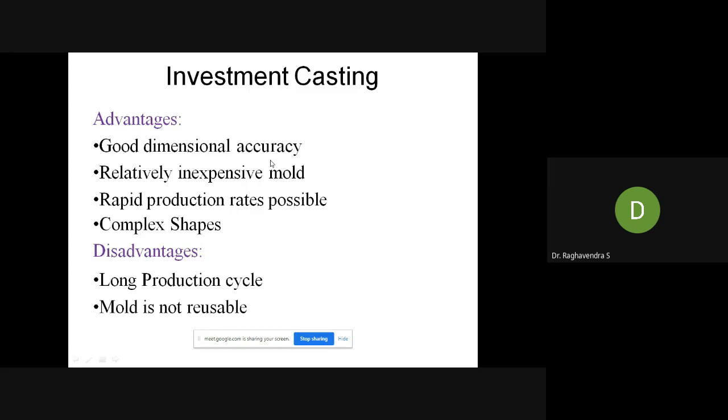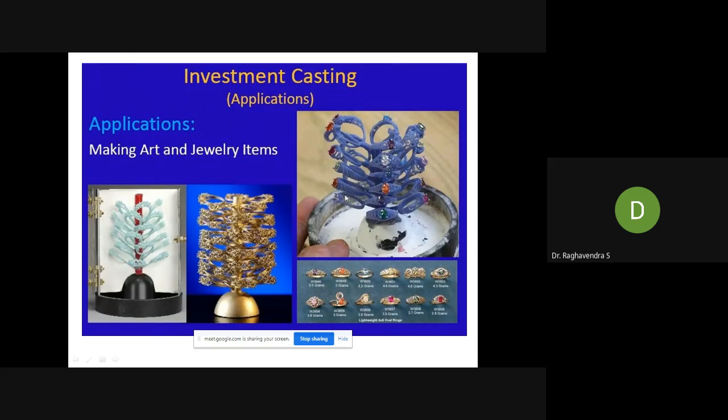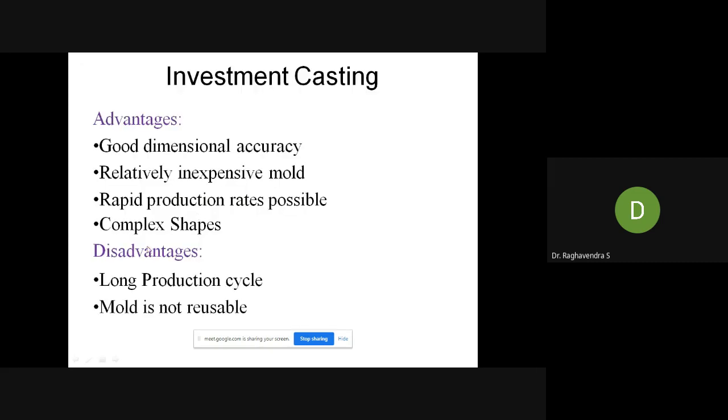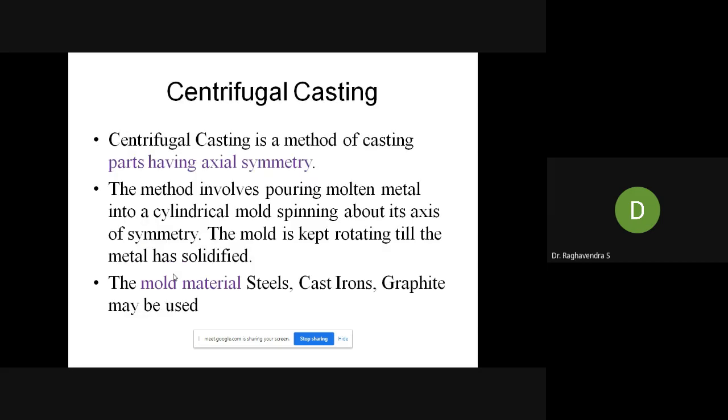Good dimensional accuracy, relatively inexpensive, rapid production rate possible, complex shape. Complex shape means see all these are complex. We cannot do it with machines. So they will make one with the wax pattern. They'll take a knife, like how they do wood carpenter work. Similarly, they craft the pattern, then they produce this. Disadvantages: long production cycle. The mold is not reusable. Of course, the investment pattern is a one-time investment. You cannot reuse it the next time.